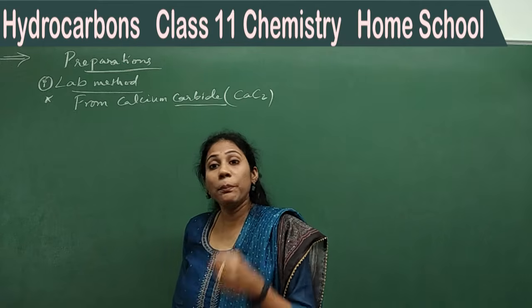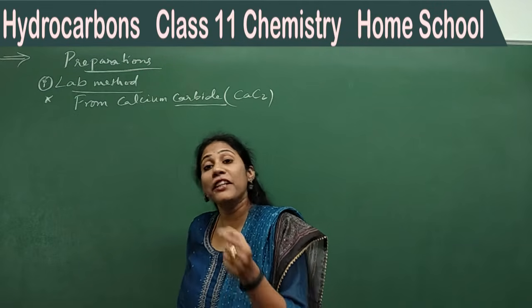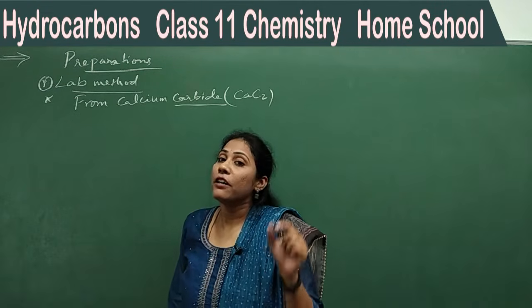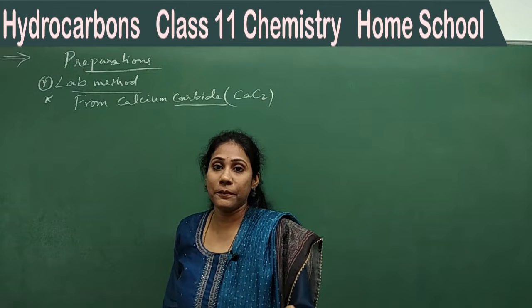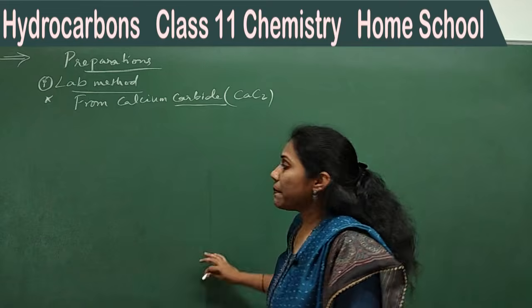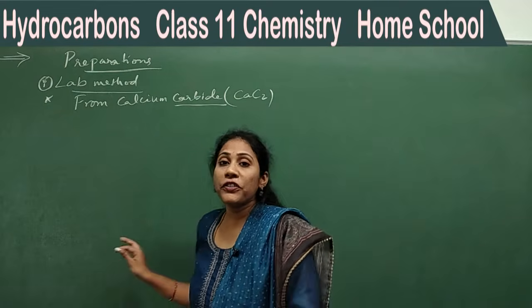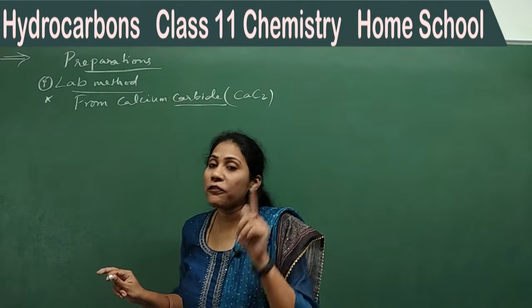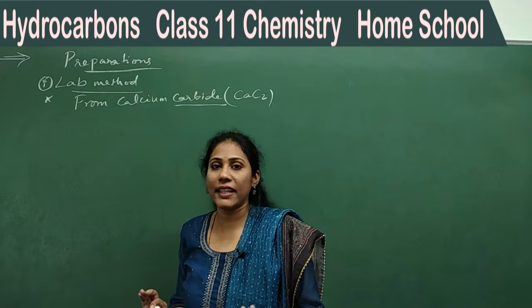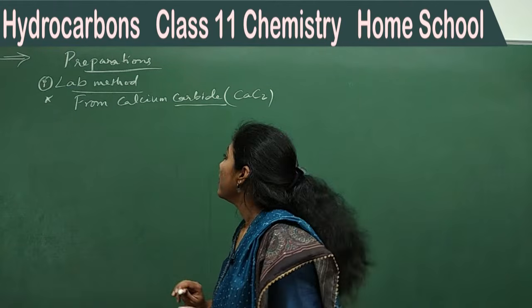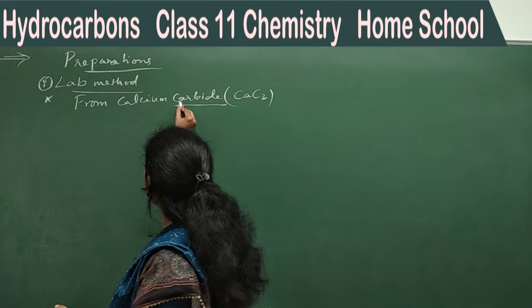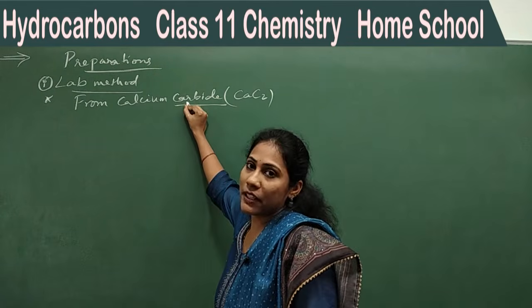First you will have to understand how to make this calcium carbide. First we will try to make calcium carbide and then from calcium carbide we will try to prepare acetylene, that is ethine. Whatever preparation methods I am showing you, all of them include the preparation of ethine. Very important reactions, so you must pay attention here.